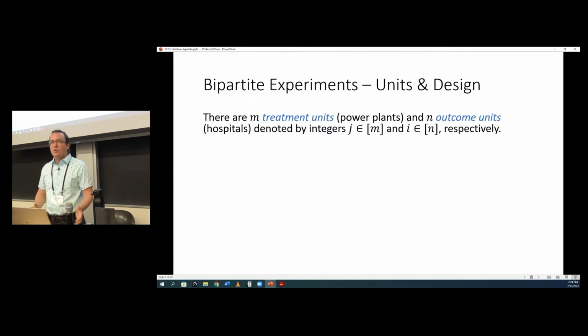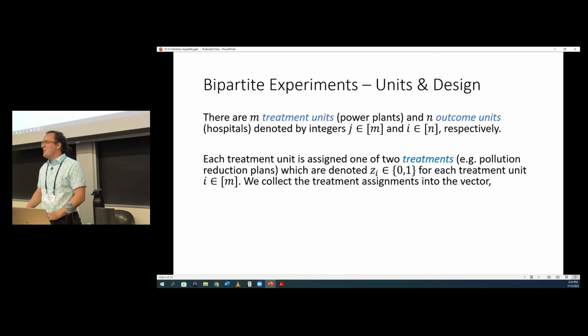There are M treatment units. These are the power plants. We have N outcome units. These are the hospitals. And I'm going to denote them by integers j and I. I might get those mixed up, but hopefully it should be clear from the context. Each treatment unit is assigned one of two treatments. These are like the pollution reduction plans. And they're denoted Zi. They take values in 0, 1.